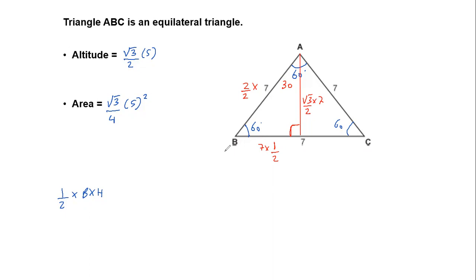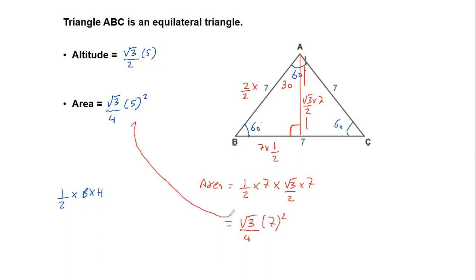So do you acknowledge half into base into height? If I want to figure out the area of the triangle, that's half into base into height. The base is of course 7, and the height, I calculated the height using the special triangle, that is root 3 by 2 into 7. So if you just notice, it will come out to be root 3 by 4 into 7 square, where 7 represents the side. So that's how this formula is directly generated.